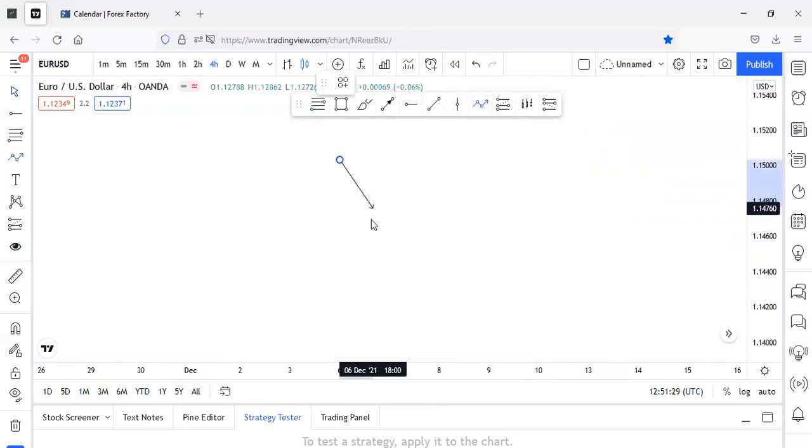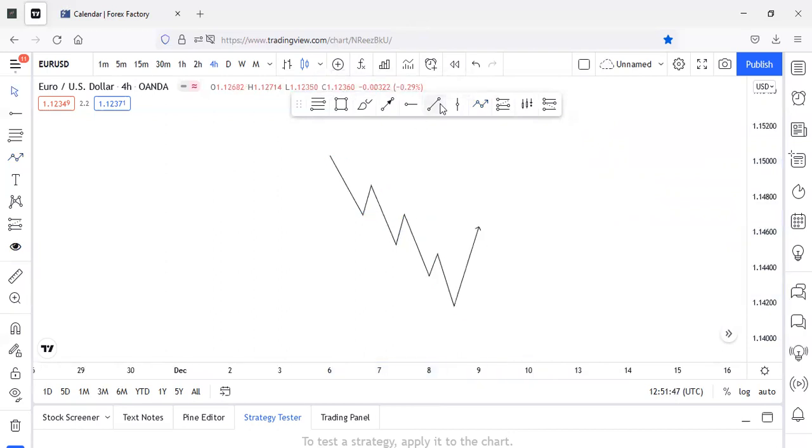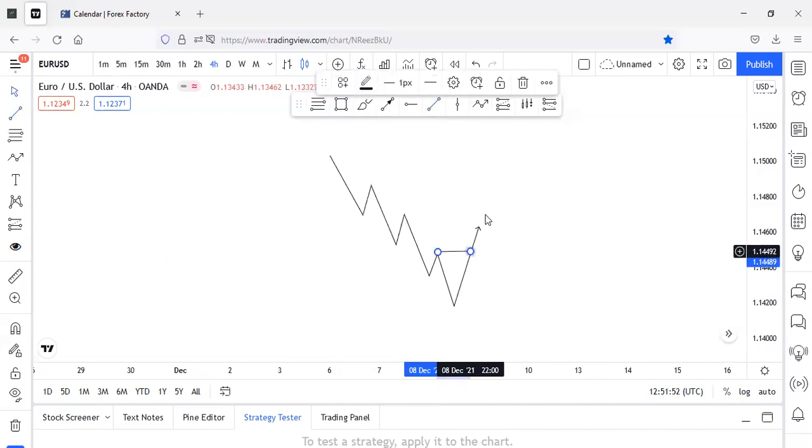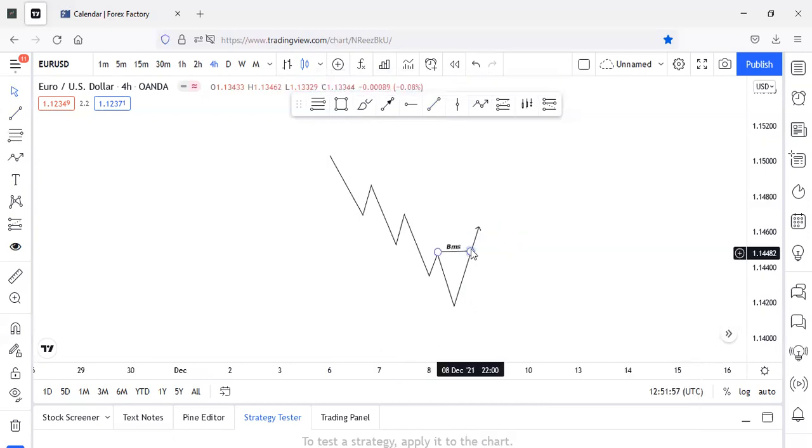So now we have something like this: low, high, low. You understand? Then we have BMS. Okay, you should know that this BMS right here. We have something like this here. We have BMS here, right? We have BMS here, break of structure. Okay, we have break of structure here, right?